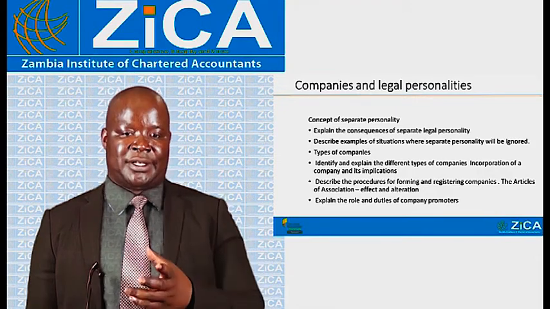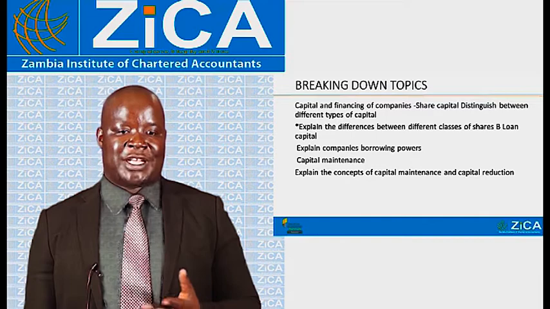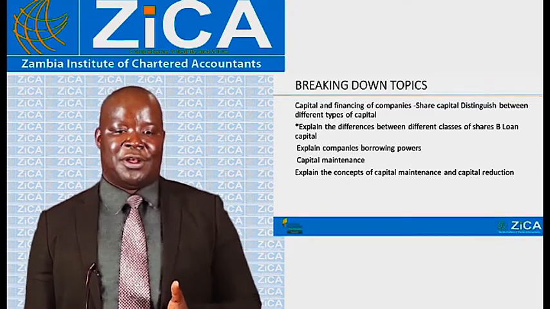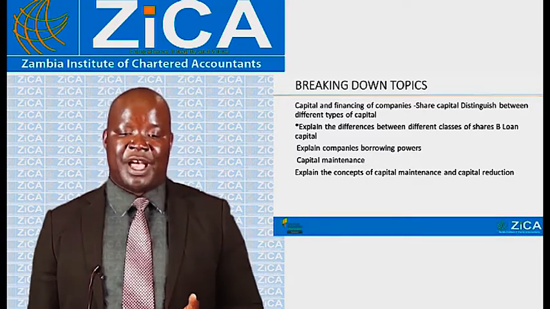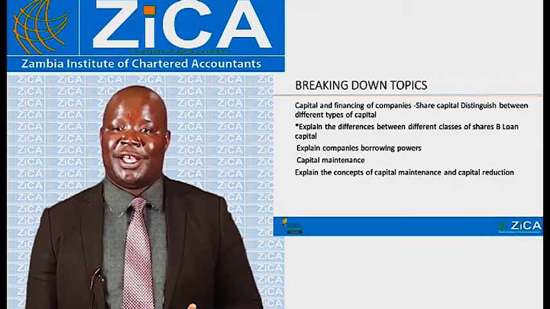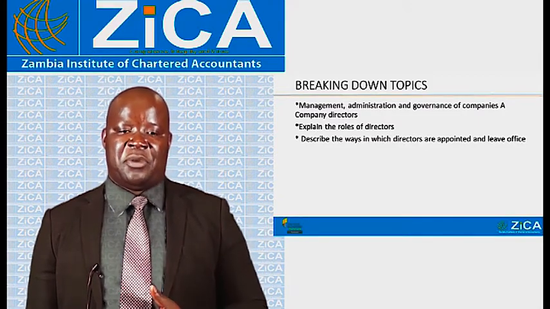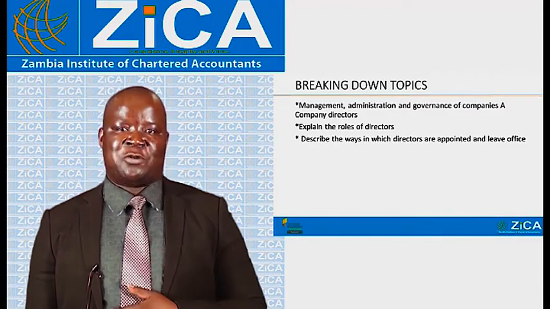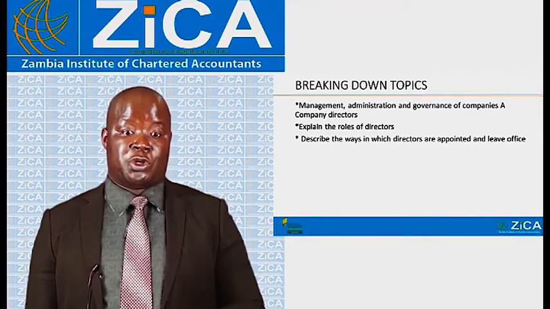Now, let me just give you, in a nutshell, the breakdown of topics which you're supposed also to look at. Look at capital and financing of companies. Share capital. Distinguish it, okay, between different types of capital which can be availed for a company. Explain the differences between different classes of shares, okay? Know these things. Issues of capital maintenance, alteration of maybe articles, reduction of share capital. Which laws? The Companies Act will guide you. Just go to section 50 somewhere there to 57. Then you'll be good to go. Okay?